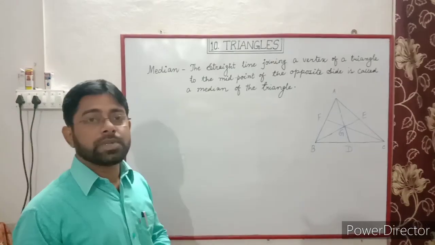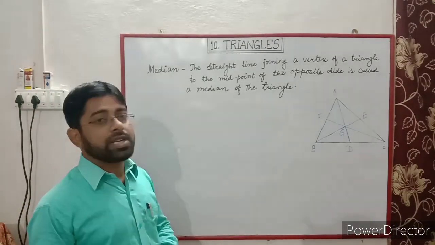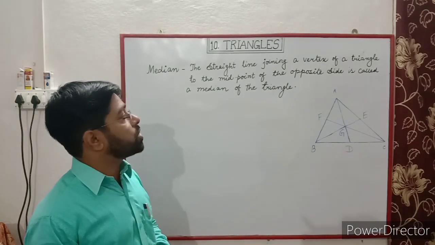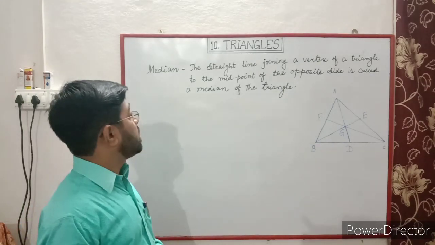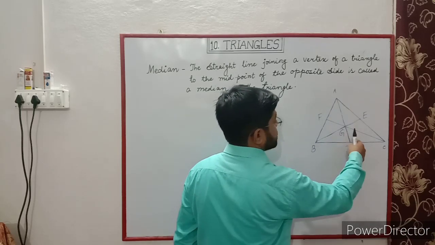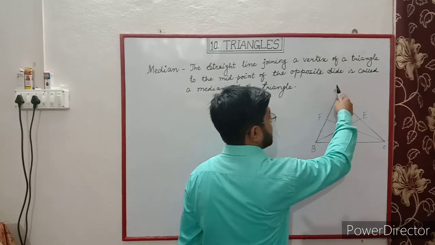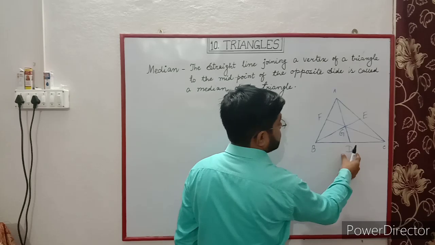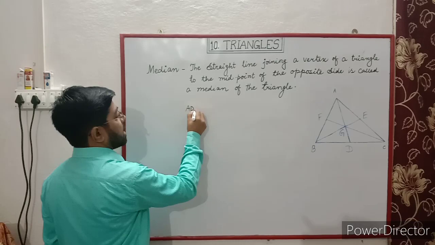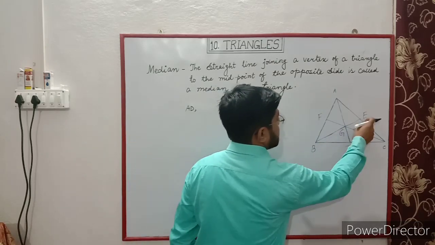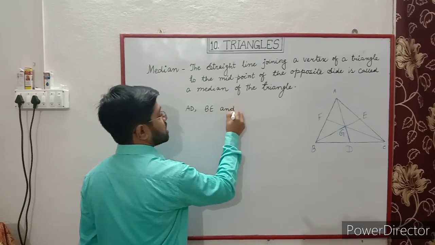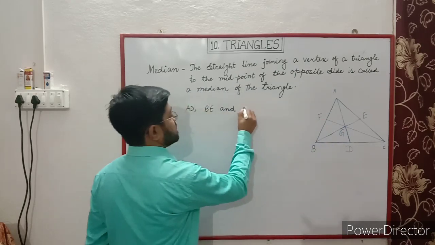Now, median. The straight line joining a vertex of a triangle to the midpoint of the opposite side is called a median of a triangle. From the figure, AD is a straight line from the vertex A to the midpoint of the opposite side BC. So first median is AD. As same, BE is the second median and CF is the third median.